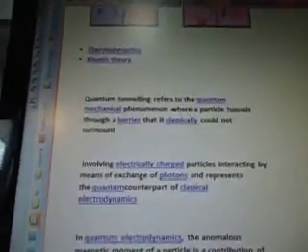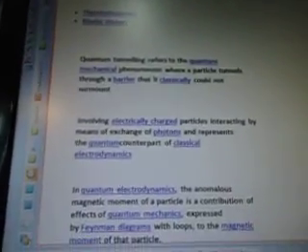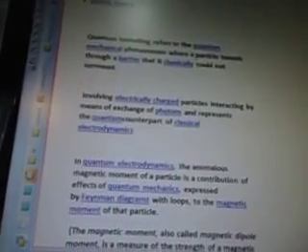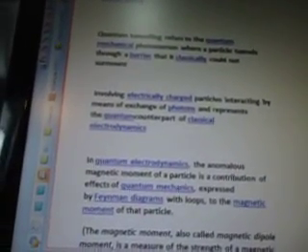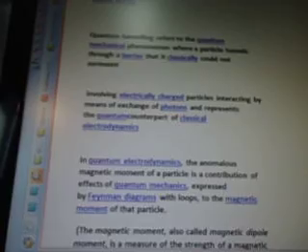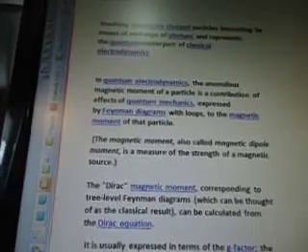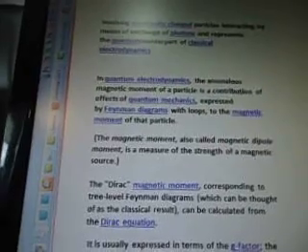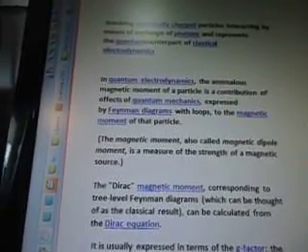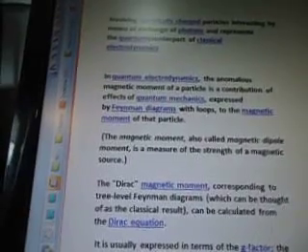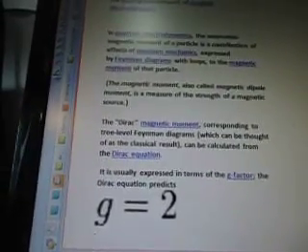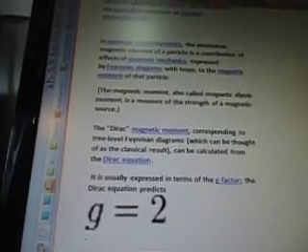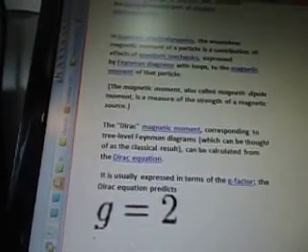Quantum tunneling refers to the quantum mechanical phenomena where a particle tunnels through a barrier that it classically could not surmount, involving electrically charged particles interacting by means of exchange of photons, and represents the quantum counterpart of classical electrodynamics. In quantum electrodynamics, the anomalous magnetic moment of a particle is a contribution of effects of quantum mechanics, expressed by Feynman diagrams with loops, to the magnetic moment of that particle. The magnetic moment, also called magnetic dipole moment, is a measure of the strength of a magnetic source.